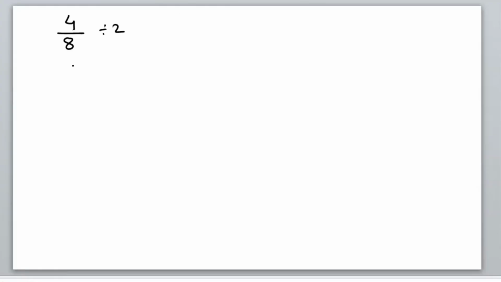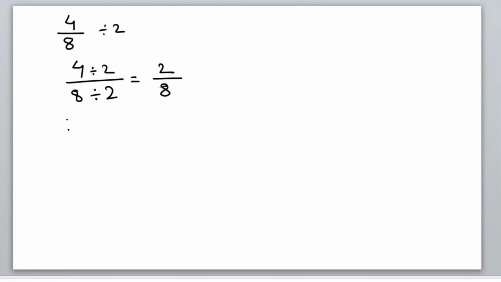So what we have to do? We have to divide 4 divided by 2, and 8 will also be divided by 2. 4 divided by 2 will be 2, so it is 2 upon 8. So this is the equivalent of 4 by 8. 2 by 8 is the equivalent of 4 by 8.